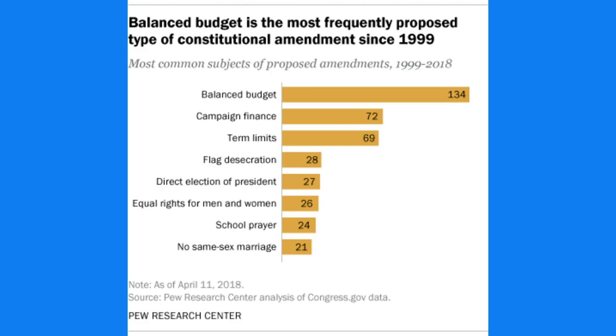And I just wanted to finally look at the most common proposed amendments, and these are amendments that have not necessarily passed Congress, but have been proposed between 1999 and 2018. You can see that the most common is a balanced budget amendment, and also campaign finance and term limits for Congress are other popular topics. You can see that flag desecration, so like a flag burning amendment, direct election of the president to get rid of the Electoral College, the equal rights for men and women, that's the ERA there, school prayer amendments, and amendments trying to outlaw same-sex marriage.